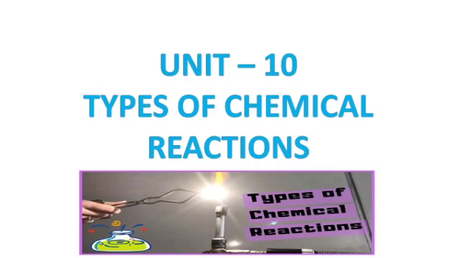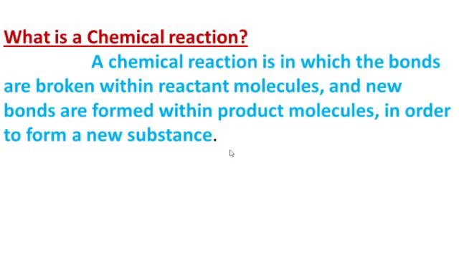First, what is a chemical reaction? A chemical reaction is a process in which the bonds within reactant molecules are broken and new bonds are formed within product molecules in order to form a new substance.